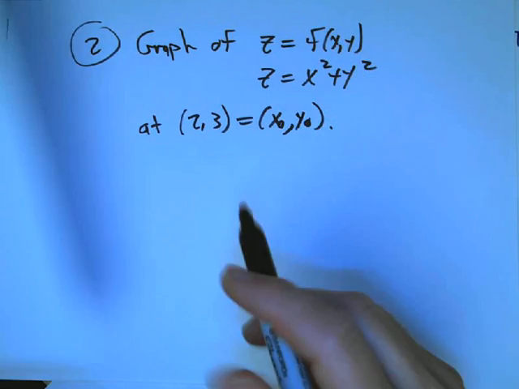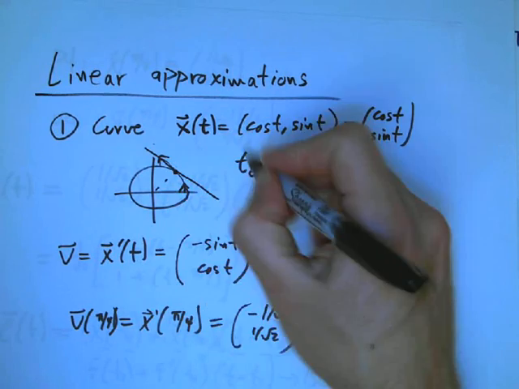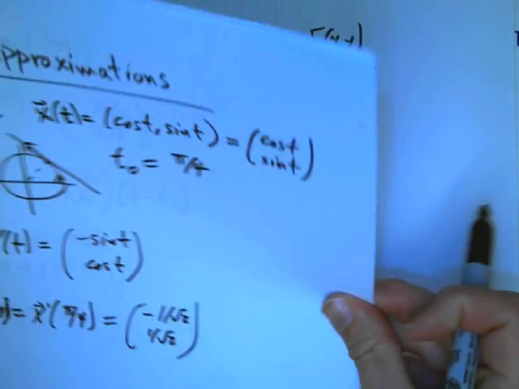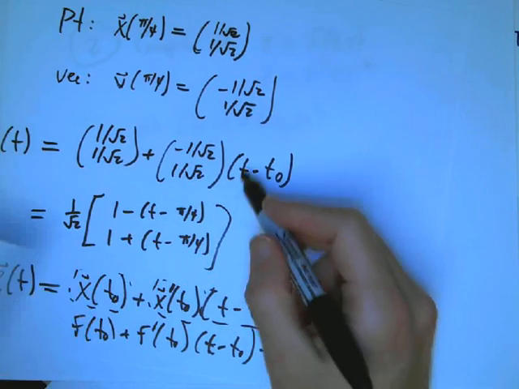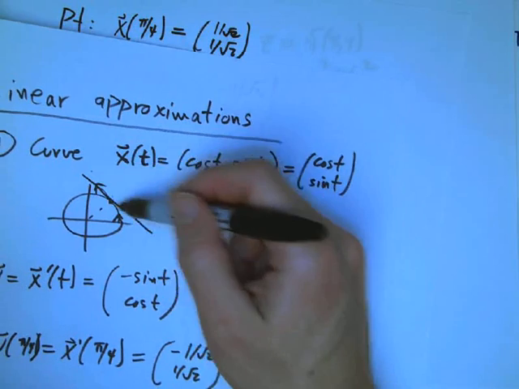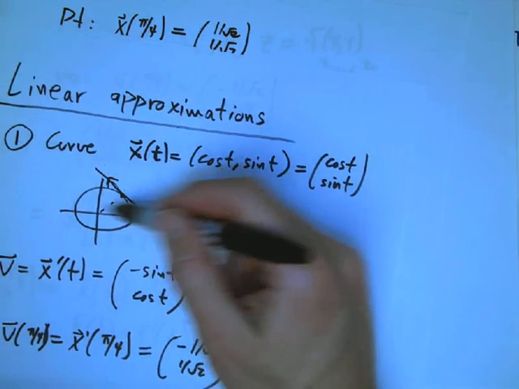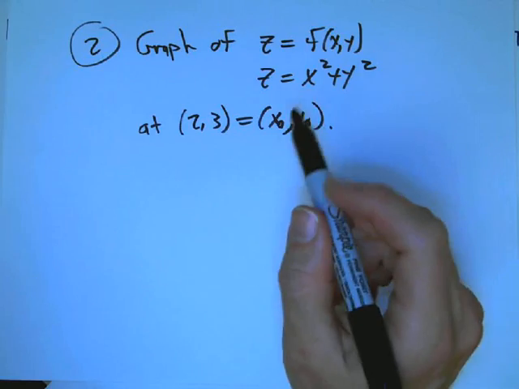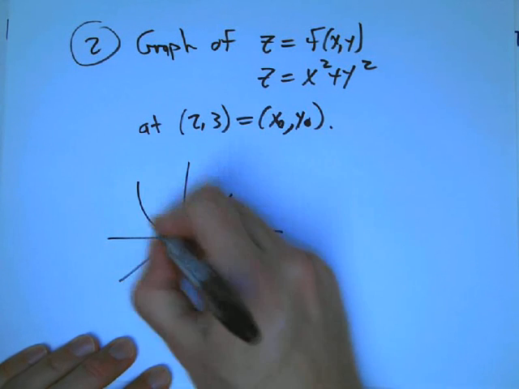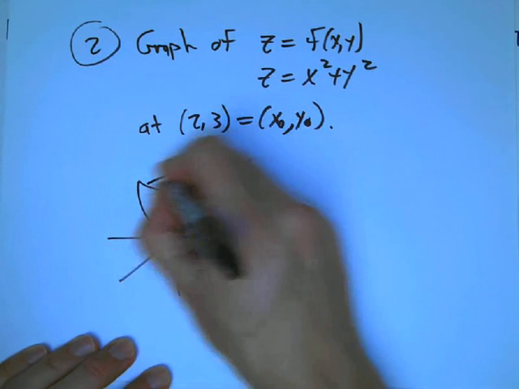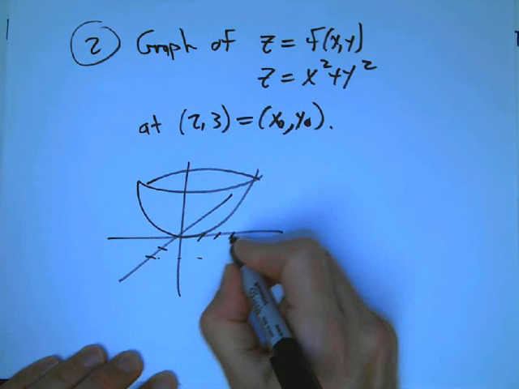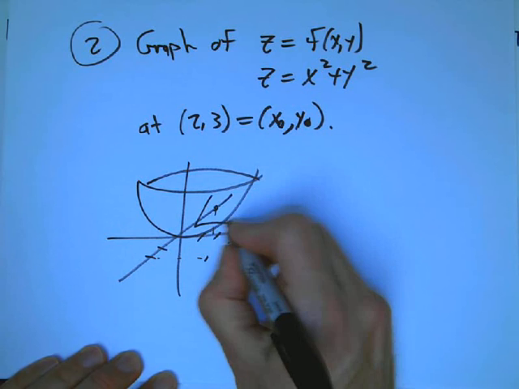And then there's a variable that goes into the linear approximation, which says, well, what if we walk away from that? What if we change t a little bit away from t naught? How does this curve change, at least to a linear approximation? Okay, so we know that looks like a bowl. And I'm going 2 units in this direction, 3 units in this direction. And I'm getting the tangent plane to that thing.